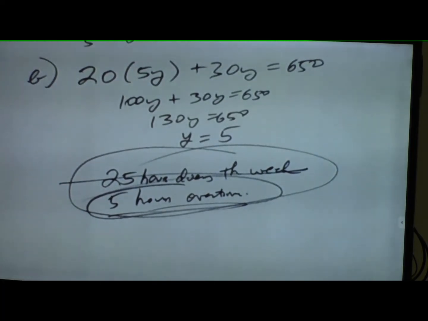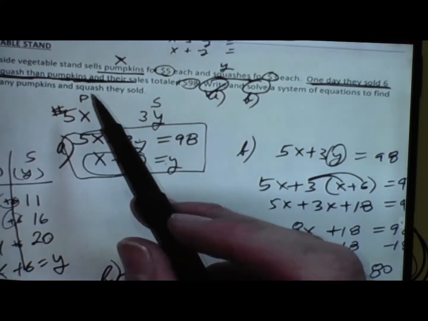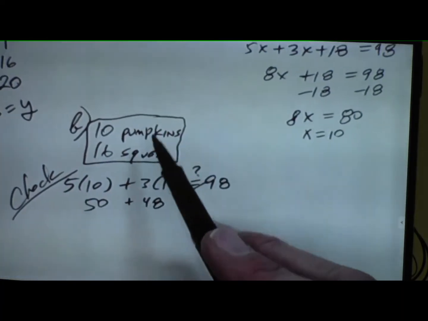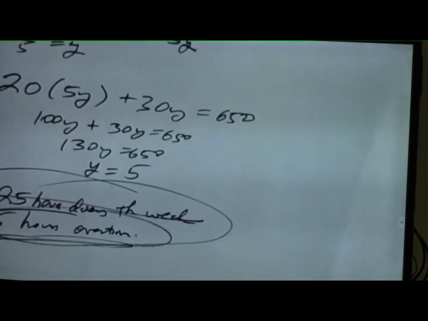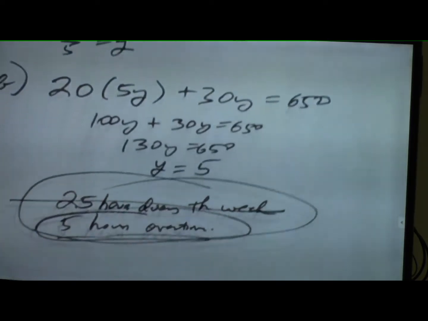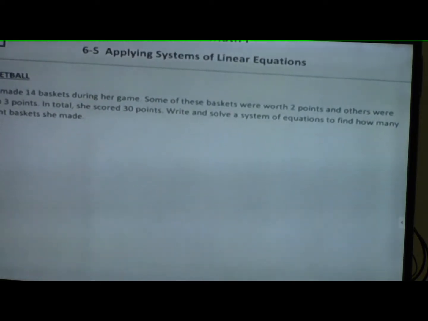On the last question, it specifically did say how many pumpkin and squash they sold. And so we were able to answer both of them. So some of the other problems are only asking for one thing or the other. So that's important to make that difference. Okay, let's take a look at number 3, because that's another good practice one to do.